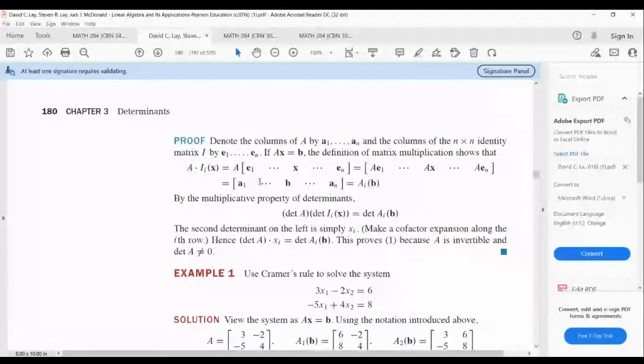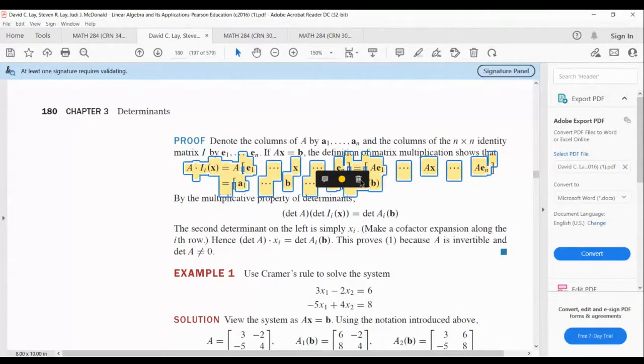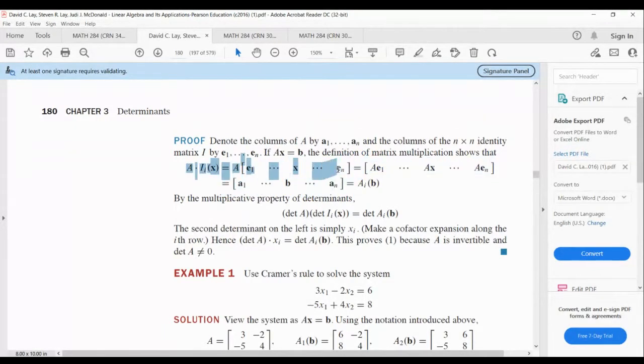Okay, so what we're doing here, I'll try to do it piece by piece. If you take the matrix A times the I sub I of x matrix, that's just A times the second matrix you see there, where the columns are E1, E2, and then the ith column is replaced by x.